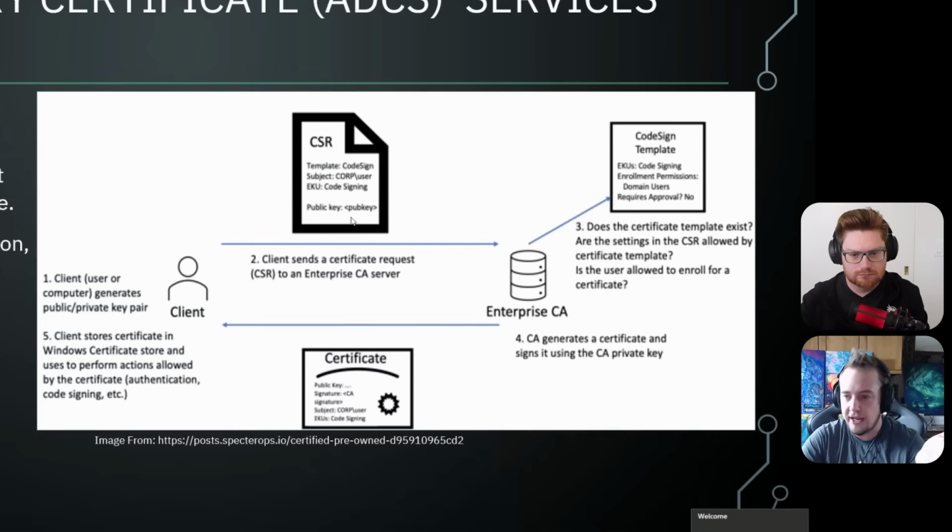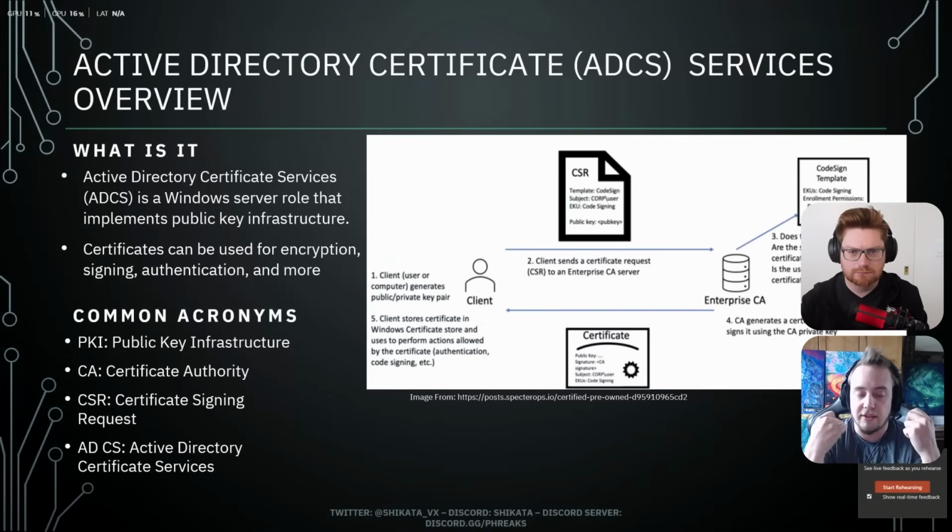And you send that certificate signing request, or CSR, to the Active Directory certificate server. And the certificate authority is going to ask, does that template exist? I'm going to call this template authentication, does it exist? And is that user allowed to enroll in that certificate? And if all those things succeed, then a certificate is generated. Then the certificate authority signs that certificate with its private key and sends it back to the client. Now the client has a certificate that they can use to do things within a Windows environment or even more.